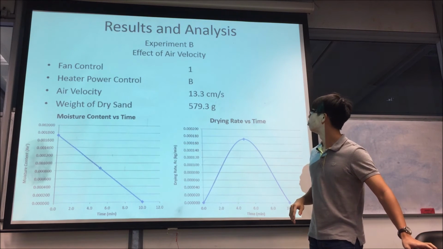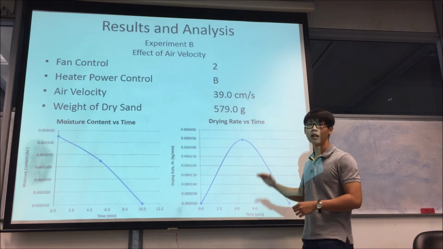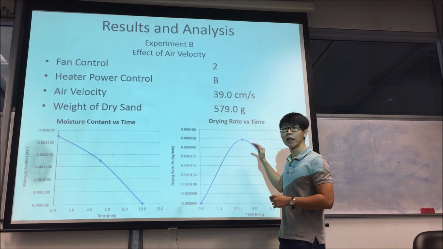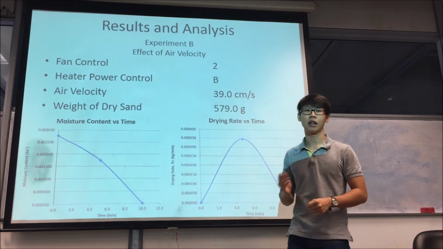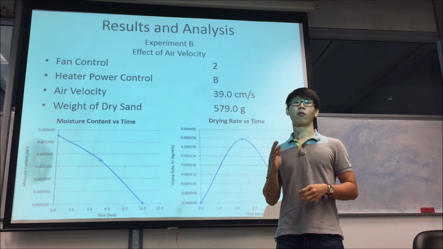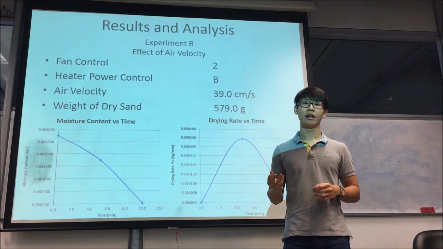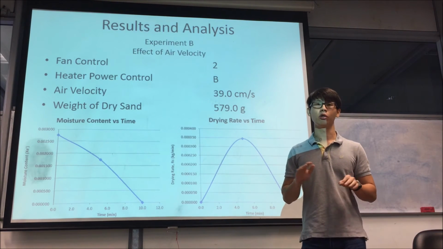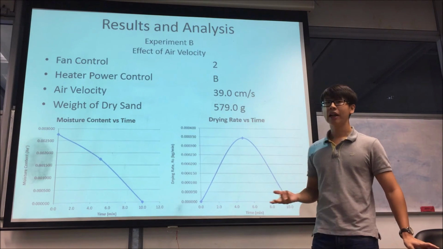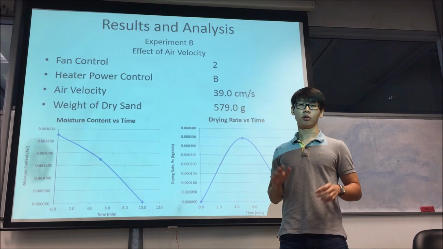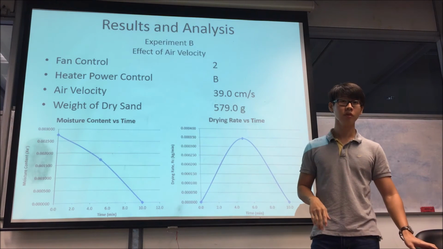By comparing these two experiments, we can see that it's also the same, that the rate of drying is higher compared to the first experiment. The higher drying rate for the second experiment shows that when the fan air velocity is higher, the drying rate will be higher and the time taken for the drying will also be shorter. Therefore, we can conclude that with a higher air velocity, the rate of drying will be higher and the time taken for drying will be shorter.